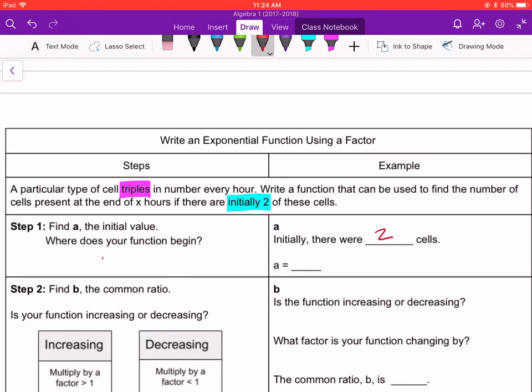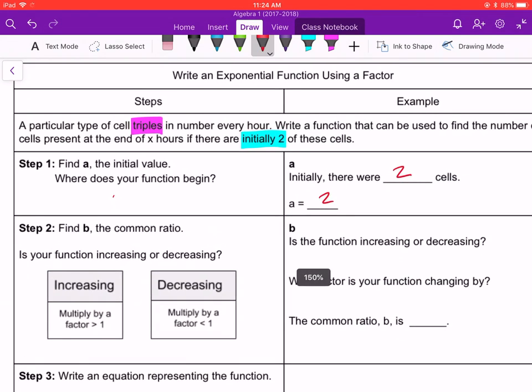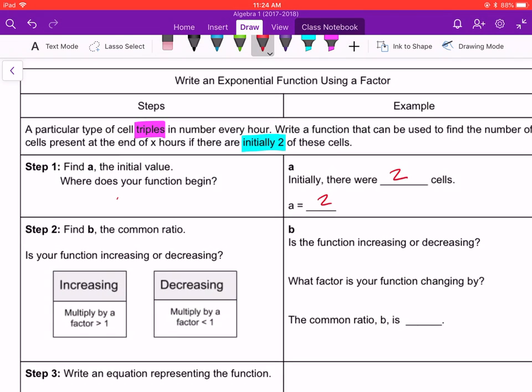So there were 2 cells, that means A is 2. Find B, your common ratio, all right? One thing to remember, if it's increasing, it is always going to be greater than 1. That means you have to multiply by a factor greater than 1, right? Think of it this way: if you multiply by 1, it stays the same, right? So it has to be bigger than 1 to actually increase.